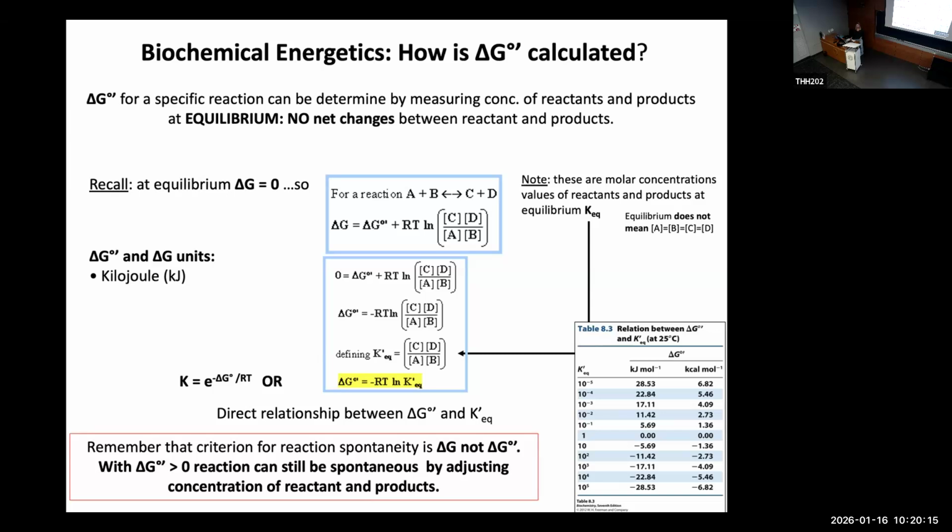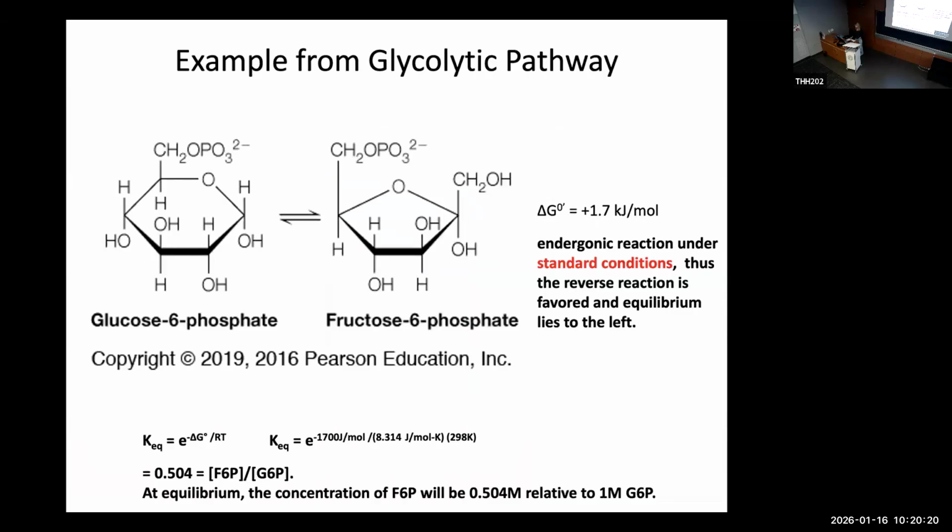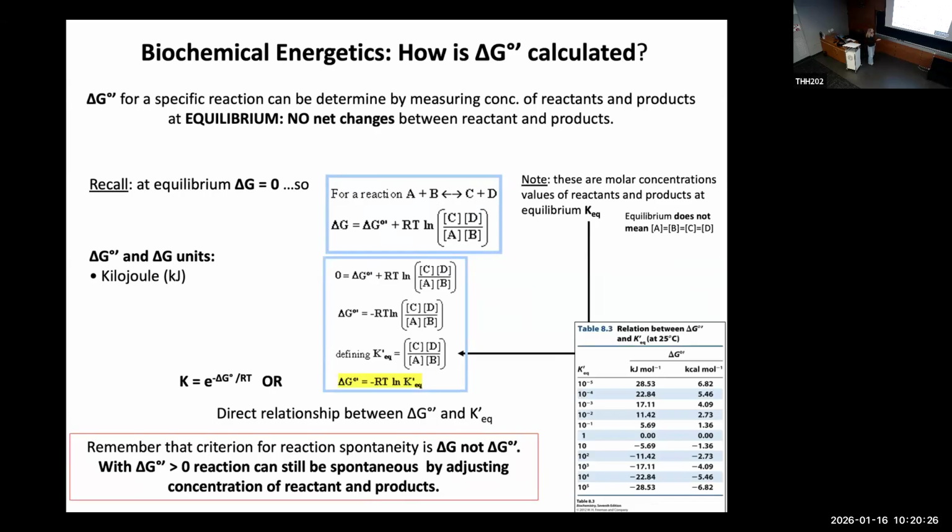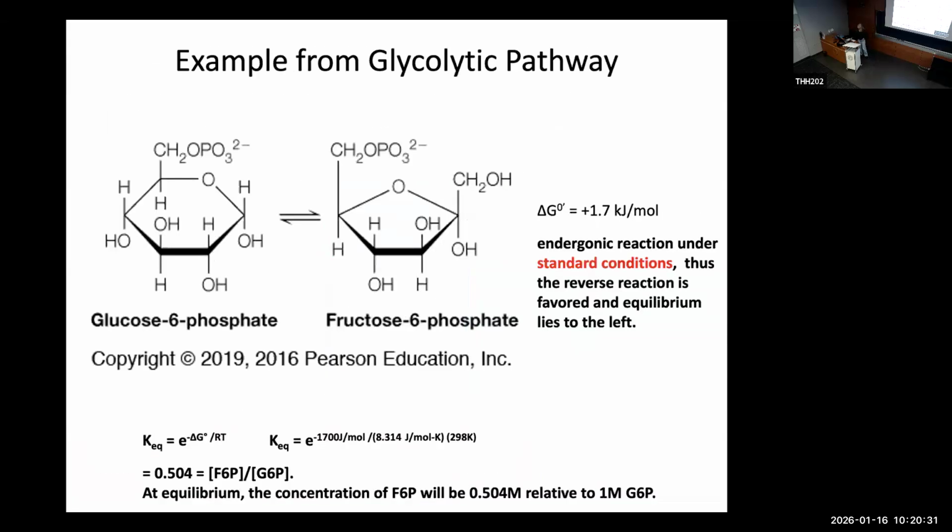Okay, questions on that? We'll do the calculation so you can see how we calculate. Let's first look at this equilibrium constant related to delta G and how we can use one to figure out the other. This is an example of a reaction from glycolysis. This reaction is reversible in the cell, going back and forth between glucose 6-phosphate and fructose 6-phosphate. The delta G naught prime here is very close to 0. It's 1.7 kilojoules per mole at standard state.